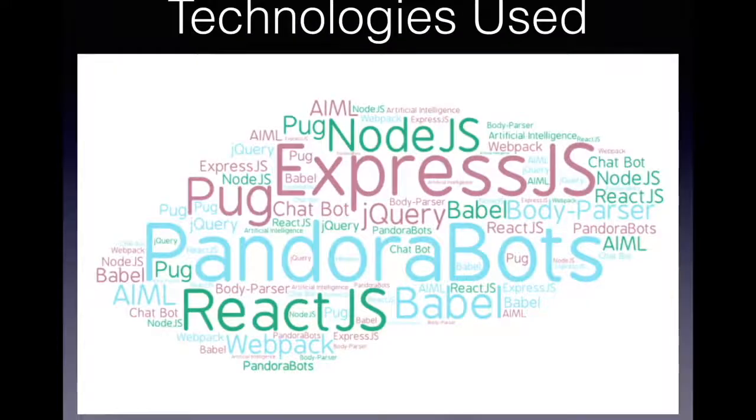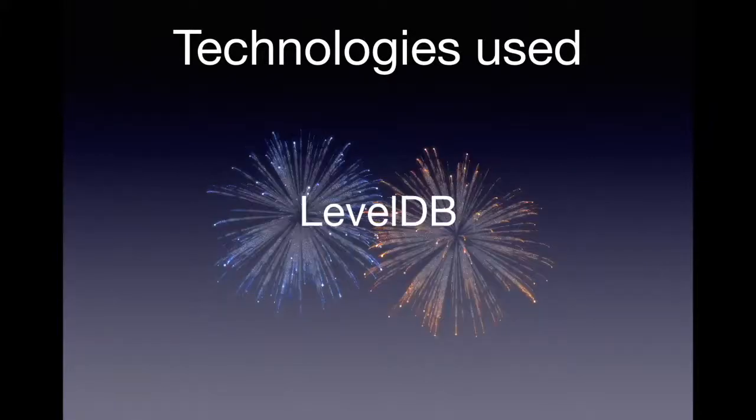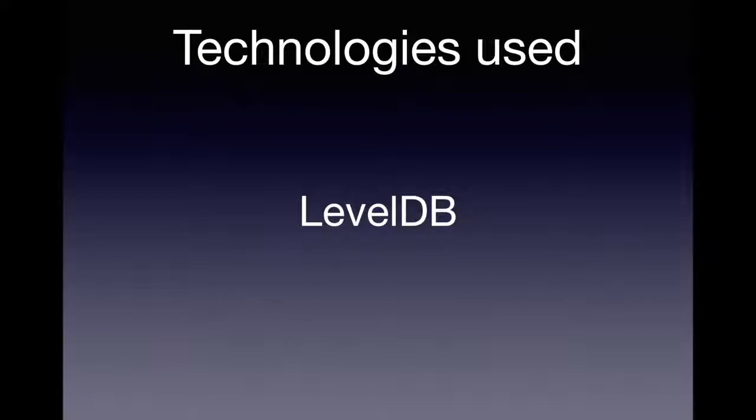These are the technologies we have used. They are the same as the ones we have used for R1. We have also used a new technology, Level DB. It is a key value DB which is very simple to use and it fits our needs perfectly.